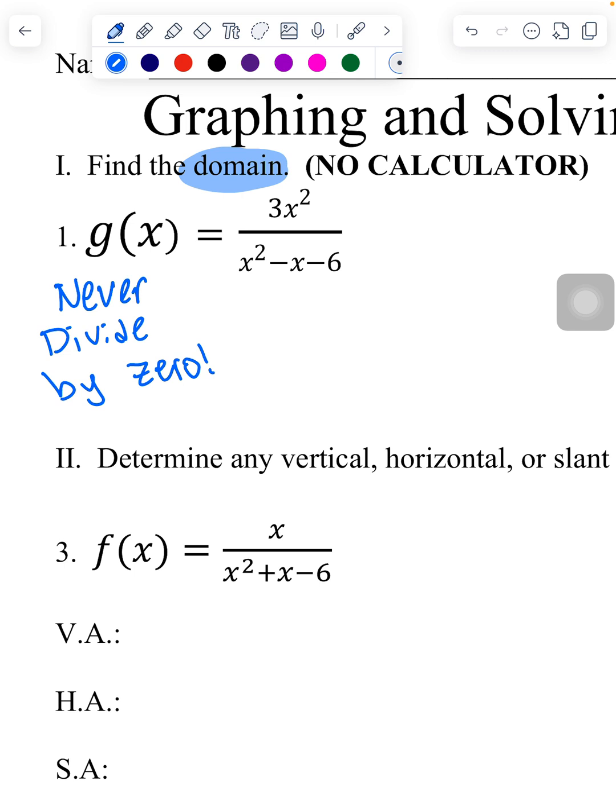So what we'll do is we'll have x squared minus x minus 6 equal to 0 because we don't want that to happen. So we don't want it to be equal to 0. And that'll help us find our domain. So from there, this is a quadratic function. So what I'm going to do, I'm going to factor it.